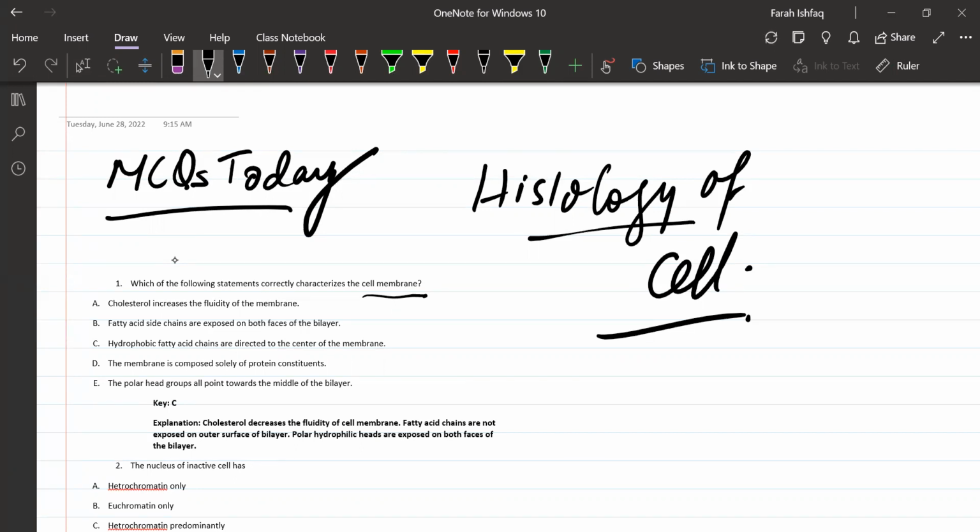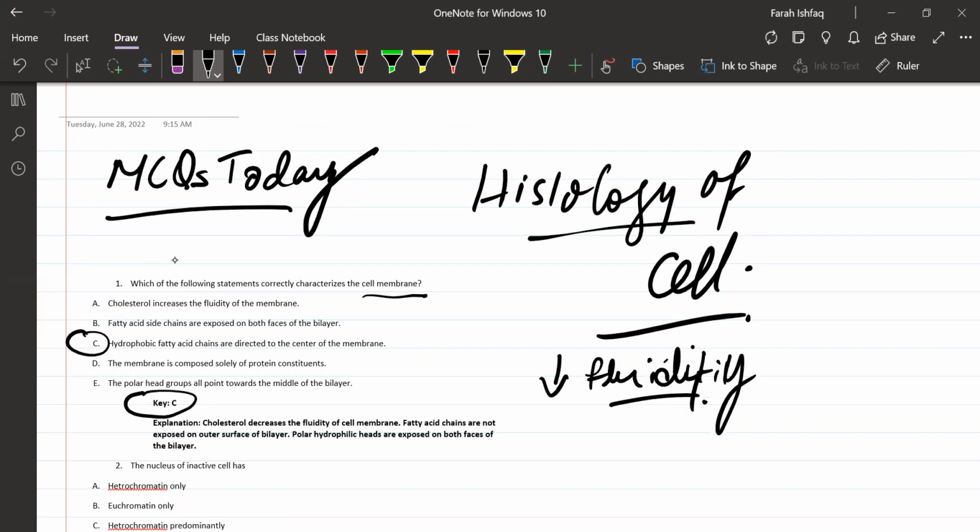So the correct answer is C. That is, the hydrophobic fatty acid chains are directed to the center of the cell membrane. The first option, the cholesterol increases the fluidity of the cell membrane. It decreases the fluidity of the cell membrane. So cholesterol decreases the fluidity of the cell membrane.